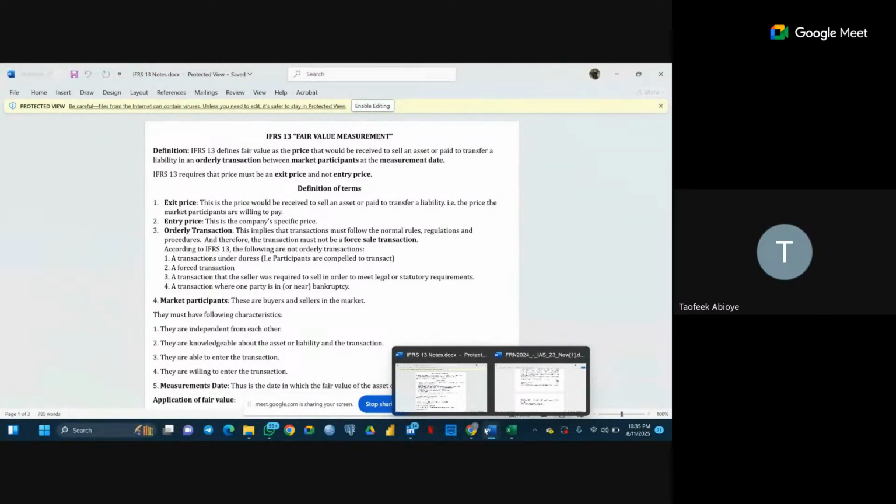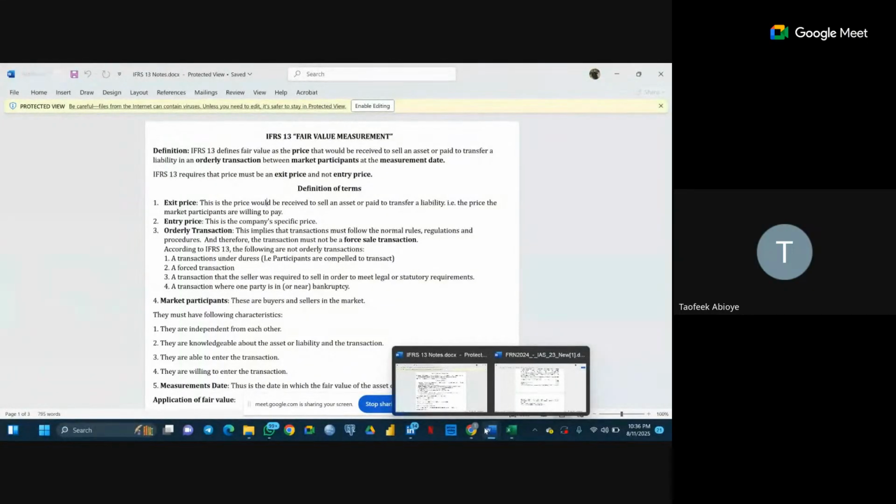So it assumes that there won't be any form of fair value in that scenario. But in a situation whereby both parties are very much aware of the transaction, they have the knowledge of the transaction, they know what it takes to transact at that moment, that means everything that will be transacted upon is going to be at fair value.